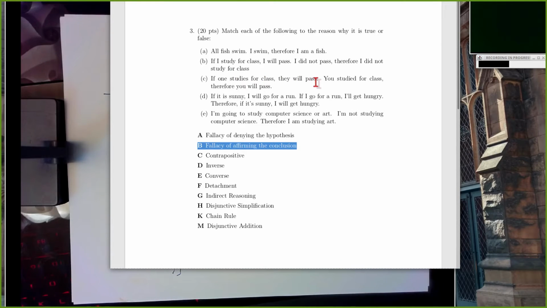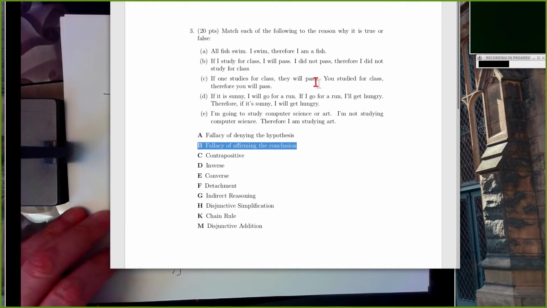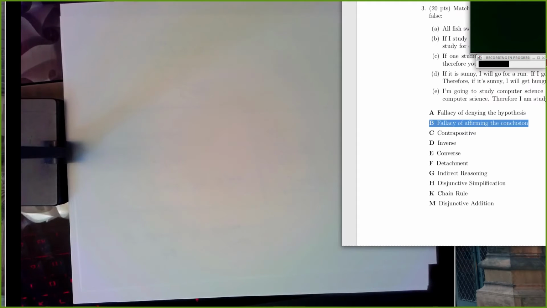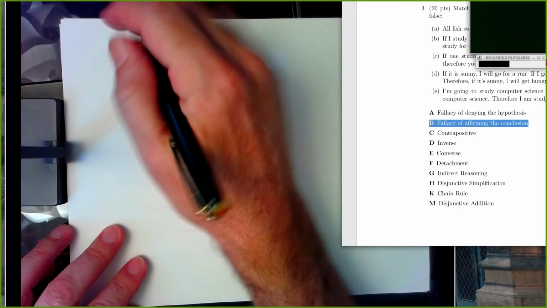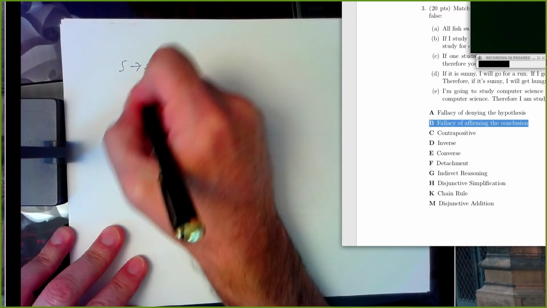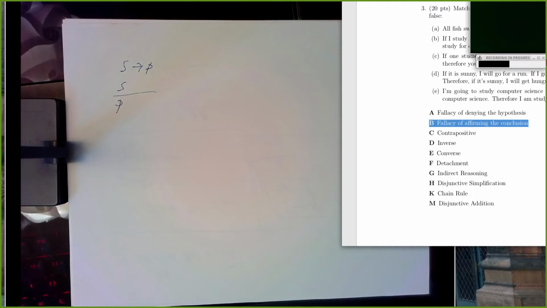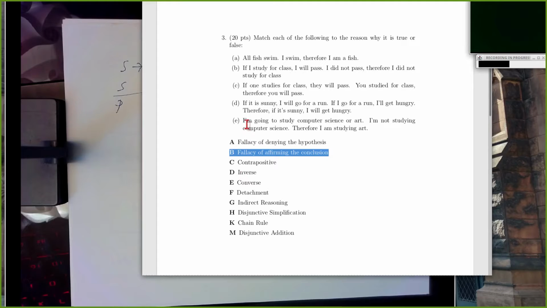All right, if one studies for class, they pass. You studied for class, therefore you will pass. So if you study for class, you will pass. You study for class, therefore you pass. That's detachment or direct reasoning. So C would be F.